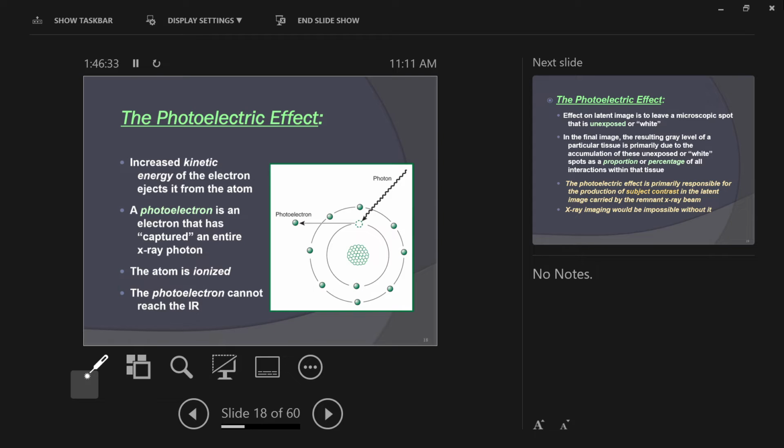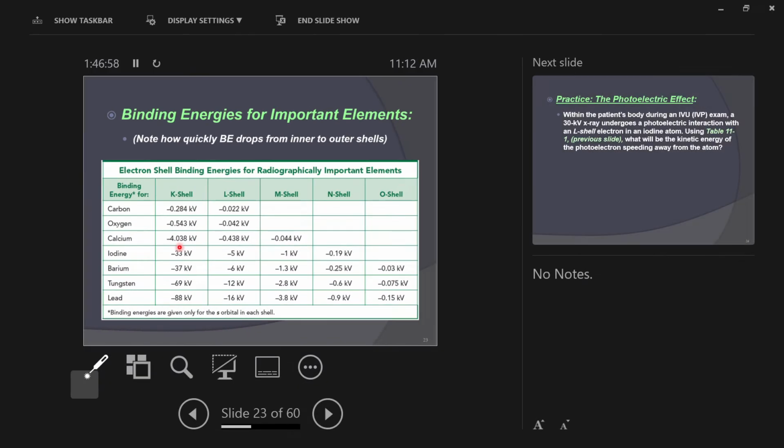Okay? The shells are given names. The innermost shell of an atom is called the K shell, for no good reason, just because. Okay? We could have named it the number 1 shell. In fact, we do sometimes call it the first shell, or the 1 shell, shell number 1. The L shell is second, and it just goes in alphabetical order. K, L, M, N, O, and P. Okay? And the further away an electron is, the further out it is in its orbital shell, the less energy there is holding it in place.